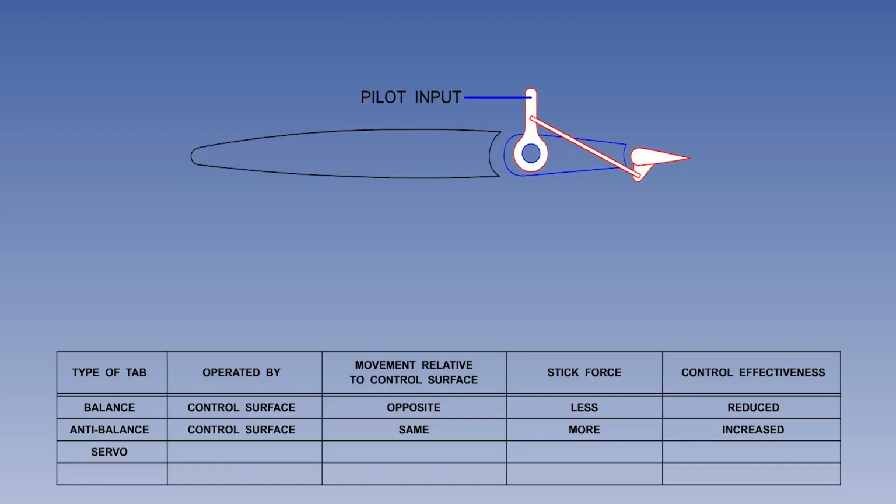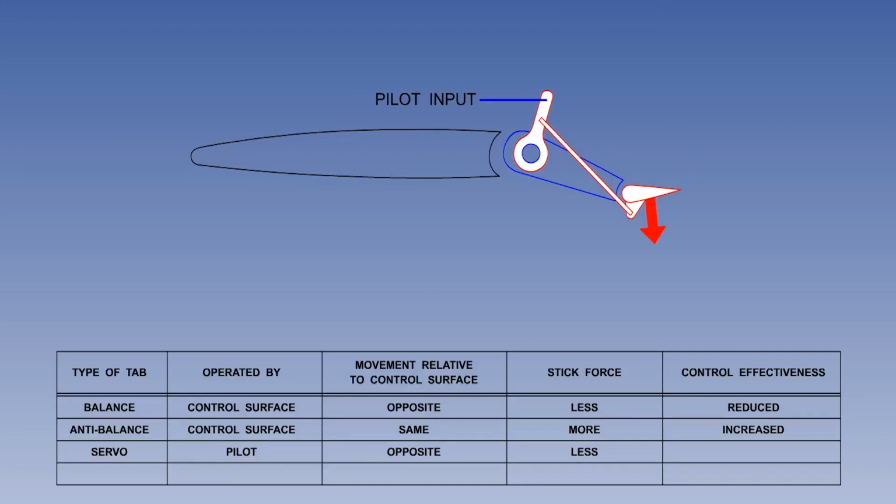But this time the link is connected from the horn to the servo tab. Thus, when the pilot makes a control input, it is the servo tab that is being moved, without any mechanical input to the control surface. It is only when the aircraft has sufficient IAS that the aerodynamic force generated by the servo tab can move the control surface. The aerodynamic force on the servo tab moves the control surface in the opposite direction.